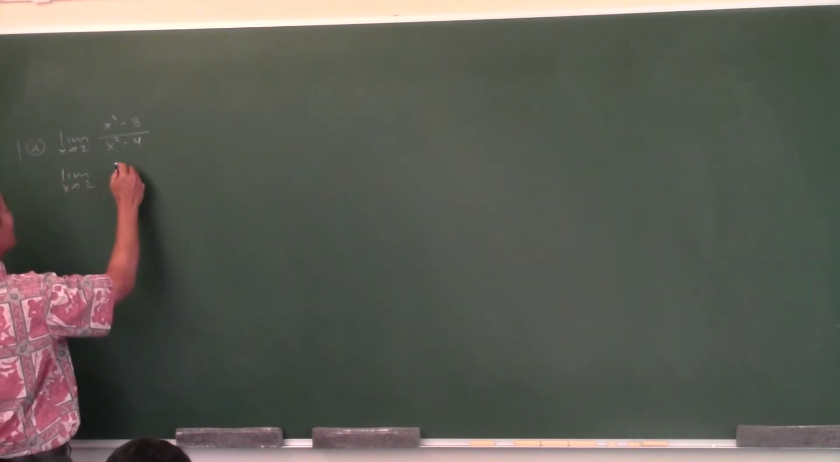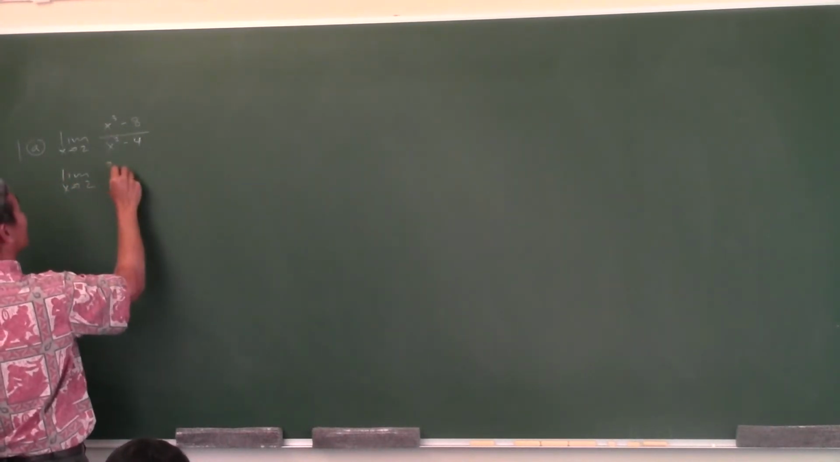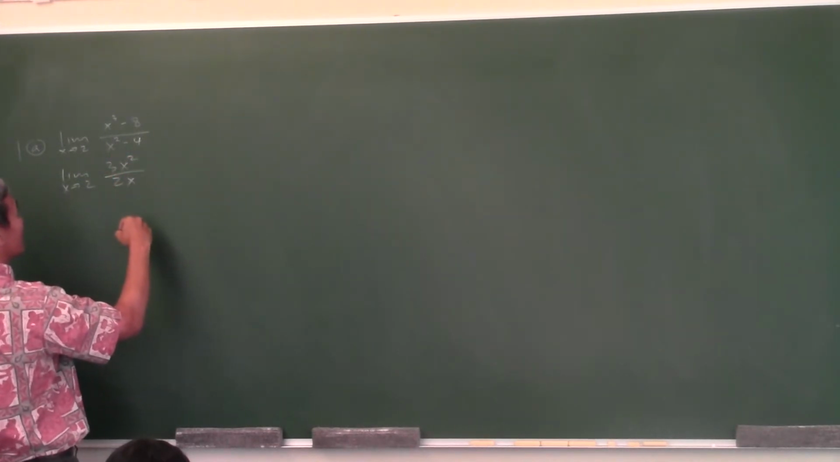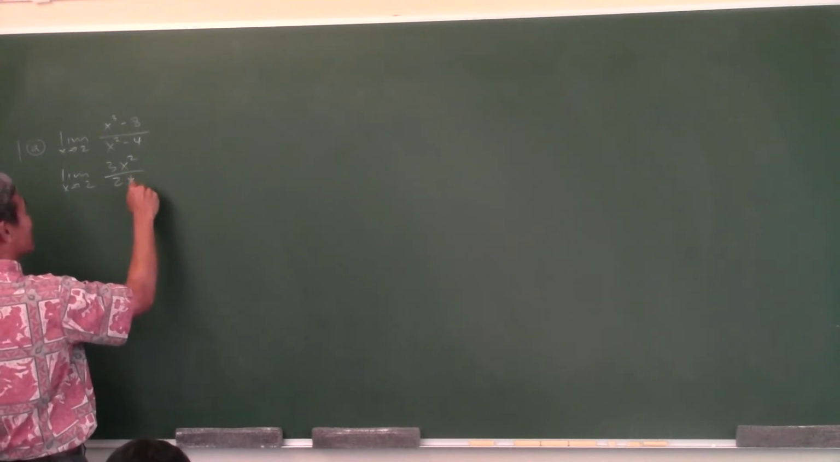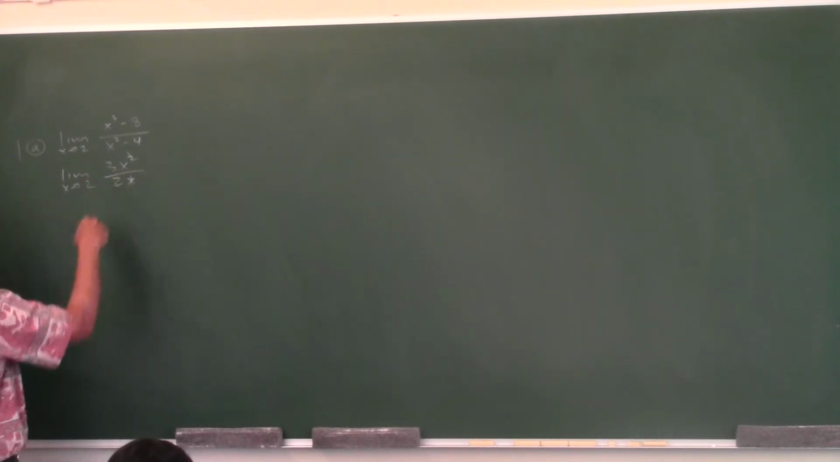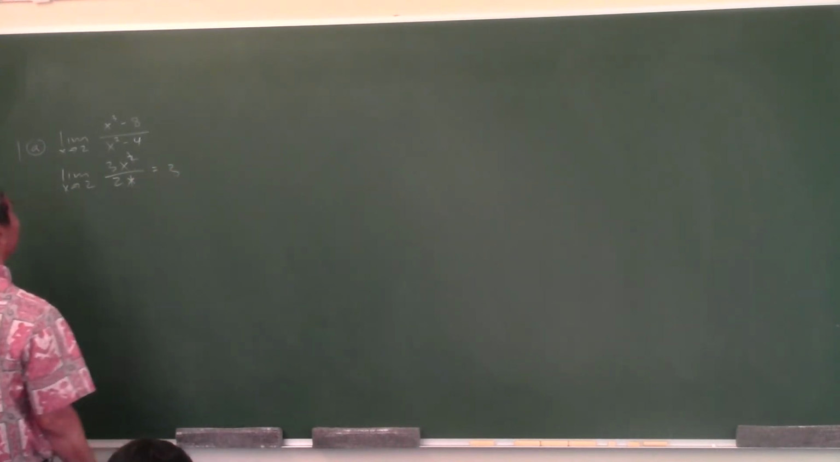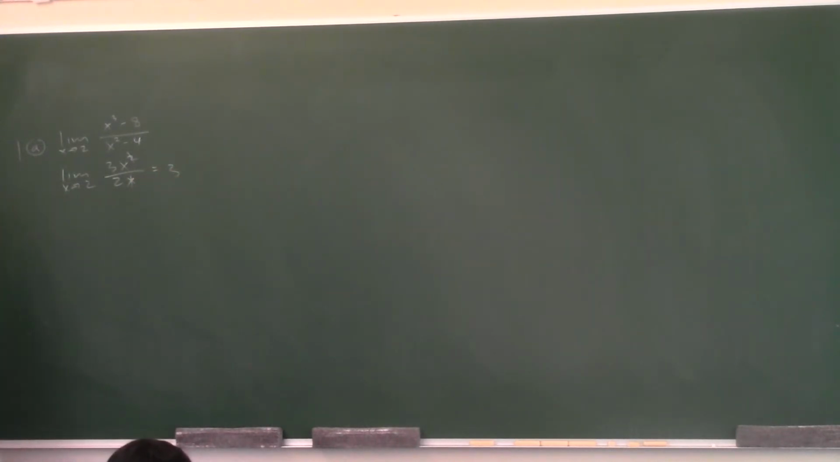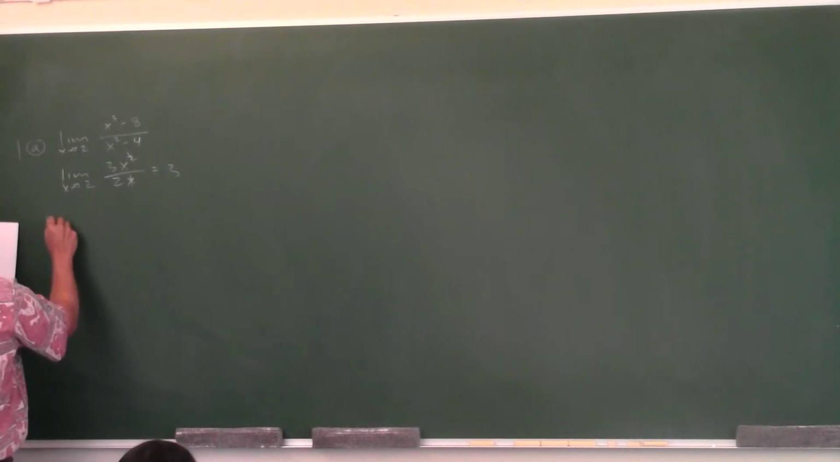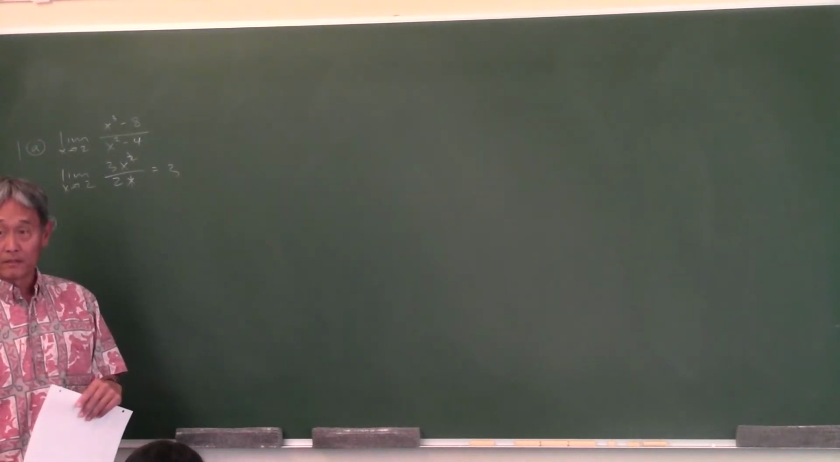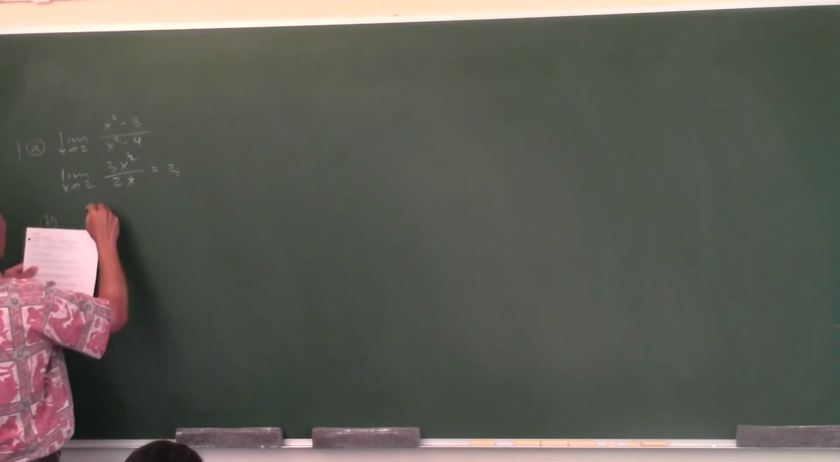So L'Hopital's rule: take the derivative of the top, take the derivative of the bottom, and then cancel. This x cancels into one of those x's. Now plug in 2 and you get 3. Finished. Isn't that so easy, L'Hopital's rule? Okay, B. And I gave you all the answers, right? There should be no excuse.